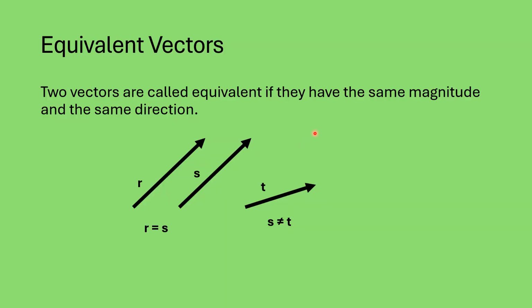Now, how do we show the equivalence of vectors? Two vectors are called equivalent if they have the same magnitude and the same direction. In this example, R and S are the same. They have the same length and they're going in the same direction. So these are two equivalent vectors. Now, if we compare the S and T vectors, we see a different length and a different direction. So S and T are not equivalent vectors, and neither are T and R.